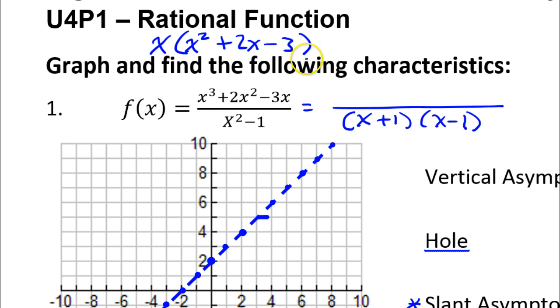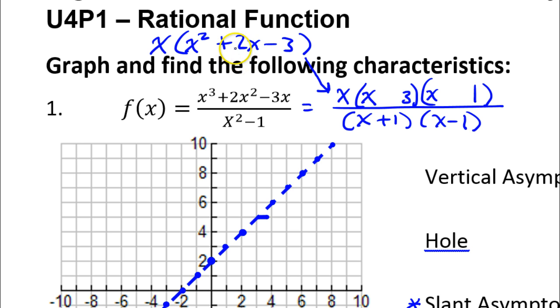Okay, so this is what I'm really factoring when I do the numerator. So I'm going to keep this x out there, but I'm going to take this trinomial and try to factor it further. x squared is x times x. 3 can only be 3 times 1.